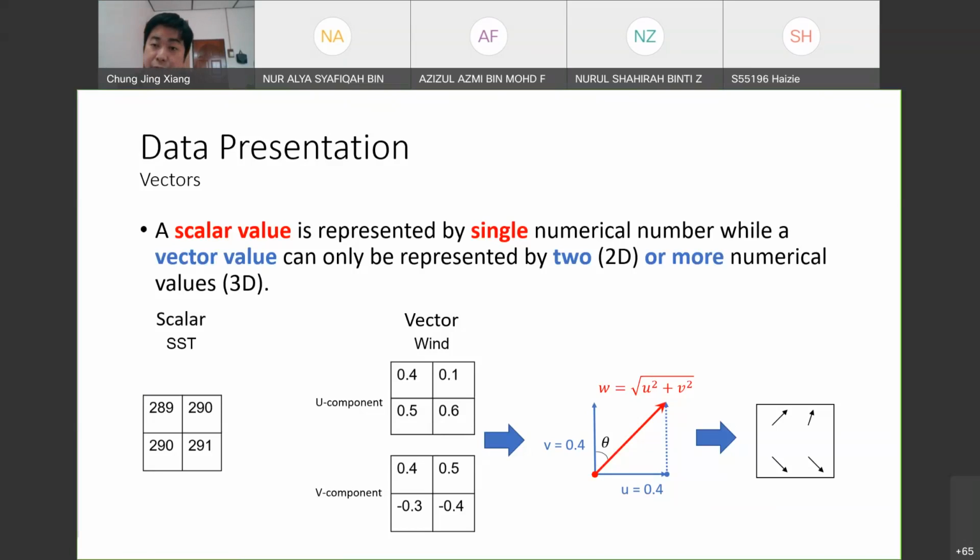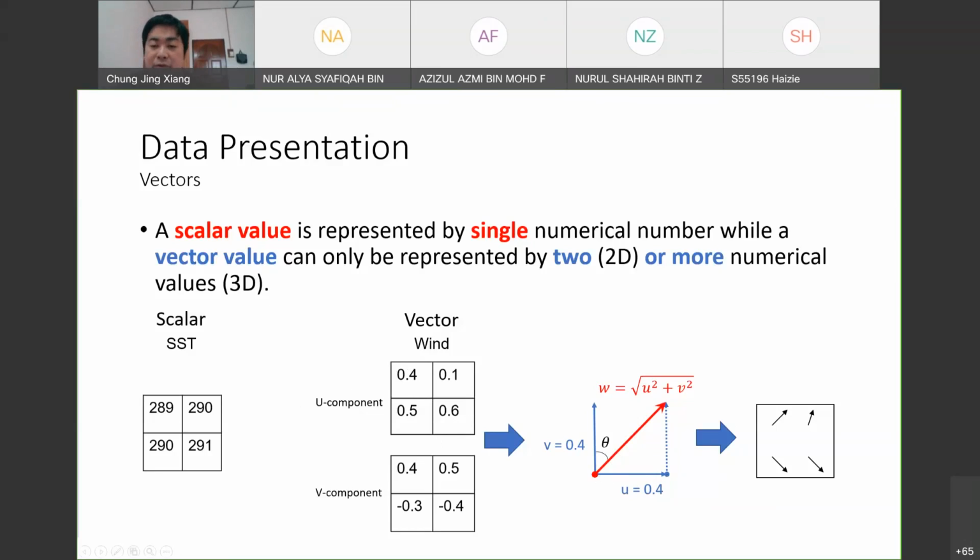Let's say we try to draw wind. So wind, aside from wind speed, we also have wind direction. So to properly draw the wind direction, we need 2 components, the U component and the V component. So you can look at this diagram. Let's look at 0.4, let's say. If we have U component 0.4 and V component 0.4. So when you draw it at this fixed point, you draw 0.4 unit.